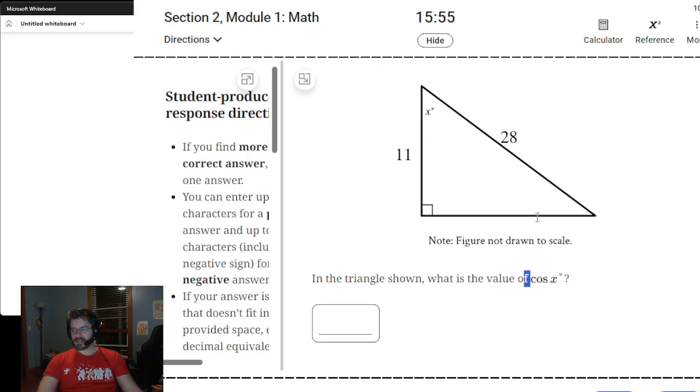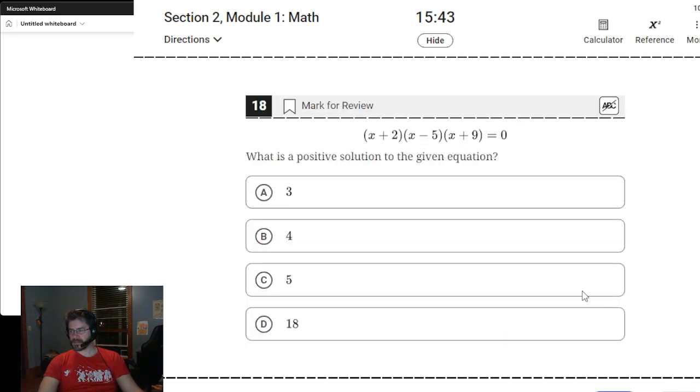All right, we want cosine of x. Cosine is simply adjacent over hypotenuse. Again, a definition. You are rewarded for thinking about definitions and knowing them. Cosine of x. They're not asking for the value of x, they want the cosine of x, so adjacent over hypotenuse.